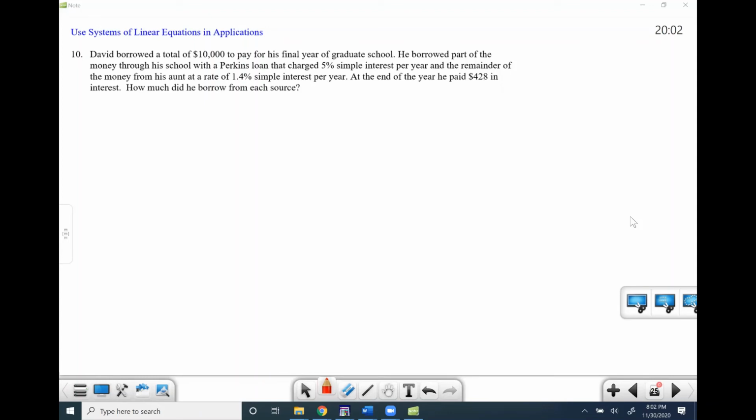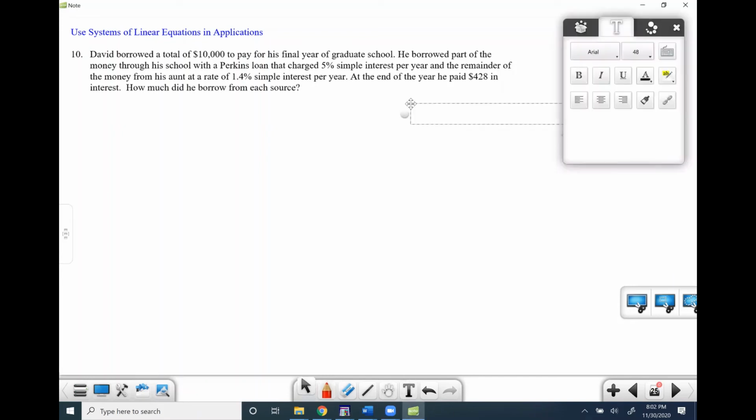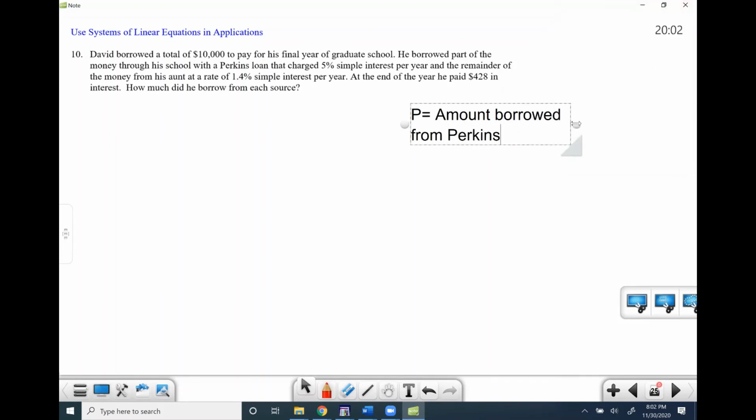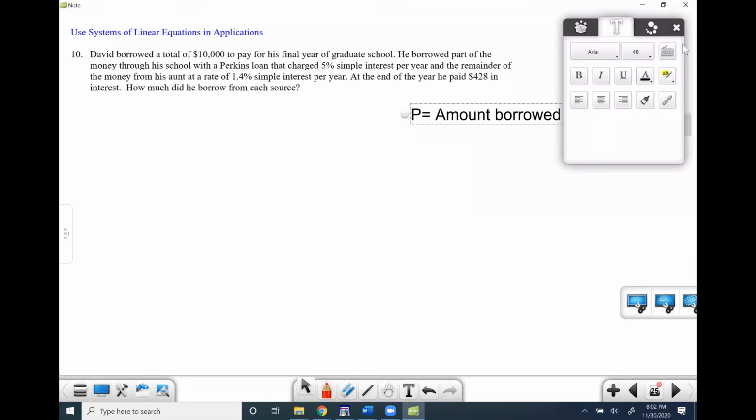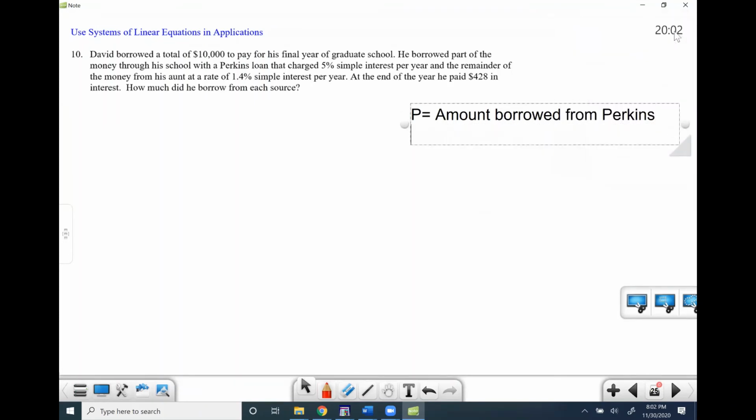Okay. So I'm going to go ahead and get some variables picked. I'm going to pick P to be the amount borrowed from the Perkins loan. And then I'm going to pick A, I guess, to be the amount borrowed from his aunt.